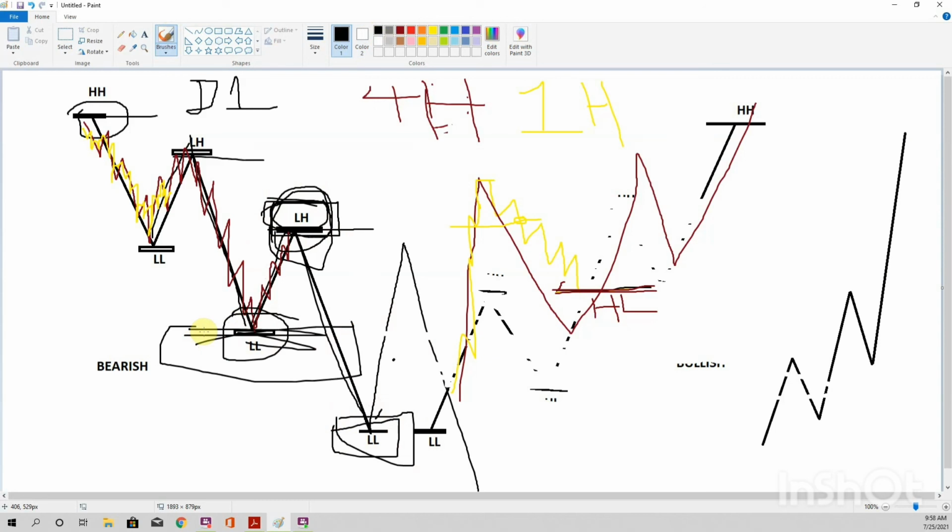And there's two forms of breaks of structure. It could either be with a wick, or it could either be with a body, right? But we'll touch more on that with the second video. I just want you guys to think about that.